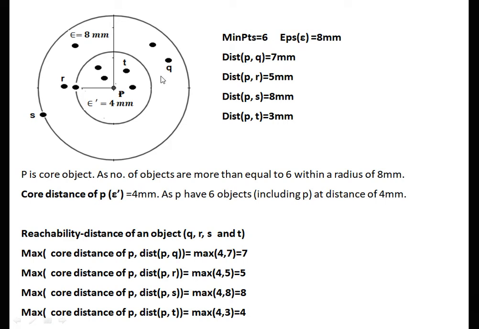In this way we need to calculate the core distance and the reachability distance for every object. And when an object does not satisfy the core condition, it can become a noise point.